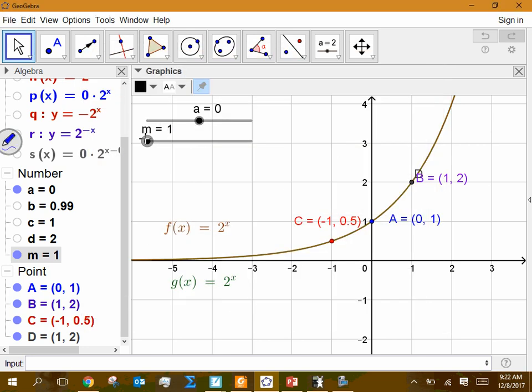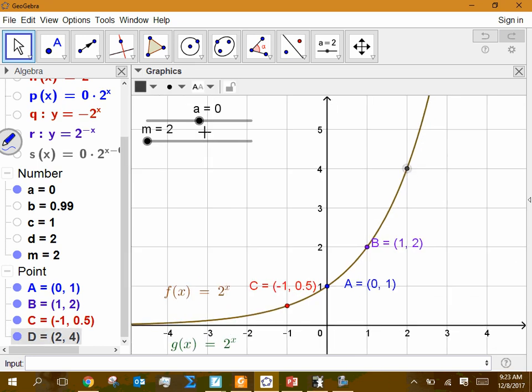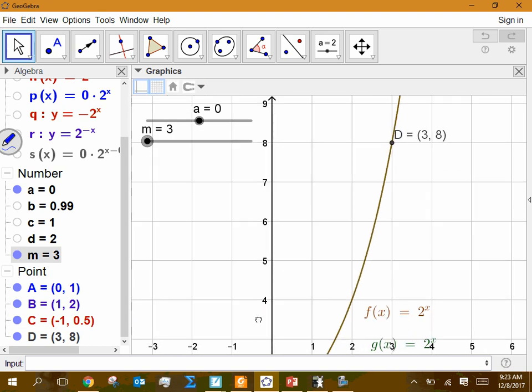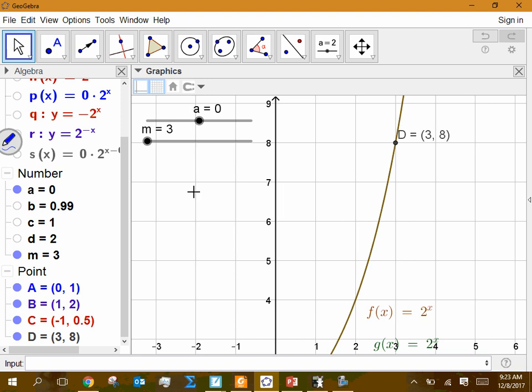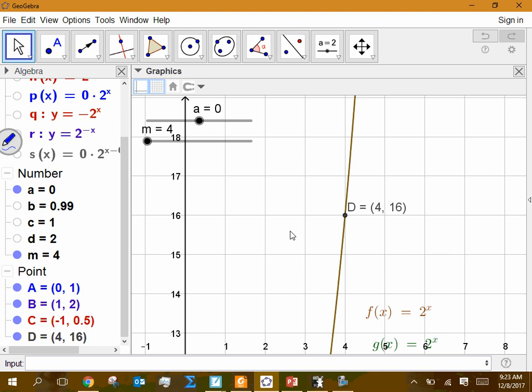All right. So when I go m to be 2, it's now 2 squared, right, as my y value. So we're kind of focusing on that point right there. Let's see if I show the label of that, the ordered pair at least. We're going to point D here, 2 comma 4. Then when I make it go to 3, it's going to go 3 comma 8. I make it go to 4. It's going to go up to 4 comma 16.